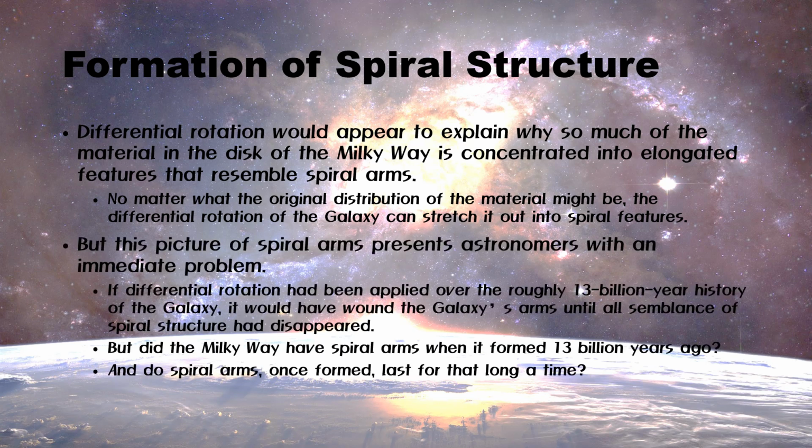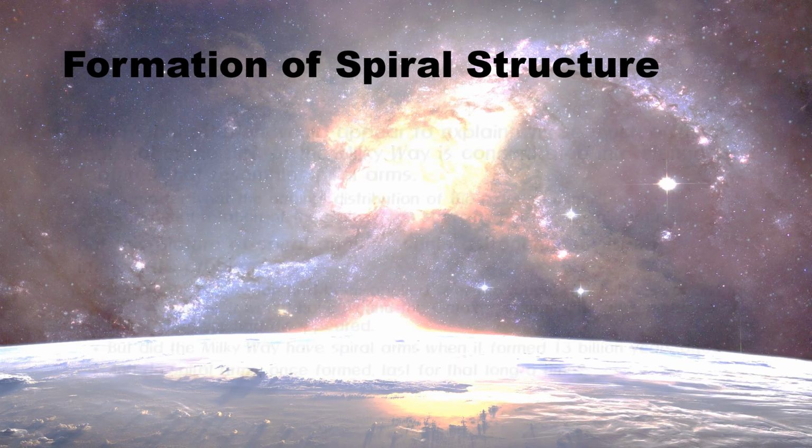But, of course, this picture of spiral arms does present astronomers with a little bit of a problem. If differential rotation had been applied roughly over the 13 billion year history of the galaxy, it would have wound the galaxy's arms until all semblance of spiral structure disappeared. But did the Milky Way have spiral arms when it first formed 13 billion years ago? What shape did it have? And with these spiral arms, once they formed, how do they last for a long time?